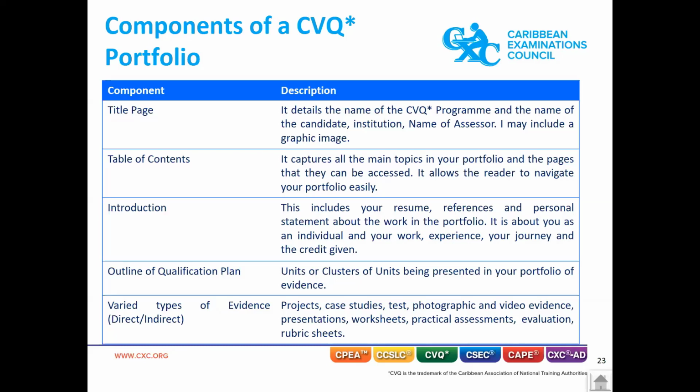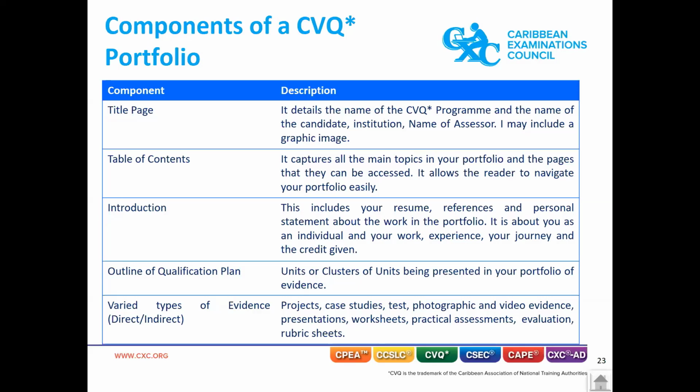Outline of the qualification plan. Units or clusters of units being presented in your portfolio of evidence. So that's what the outline of qualification plan is about. And sometimes the assessor can ask you to put in the training, delivery, and assessment plan, which is also important.